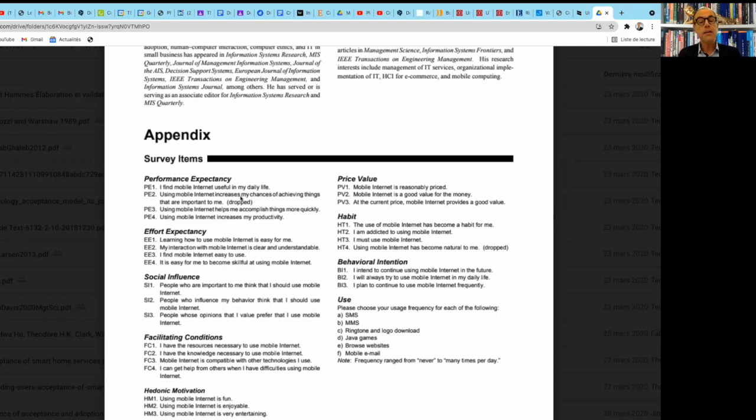Performance expectancy: I would find delivery drones useful in my daily life. Using delivery drones would increase my chances of achieving things that are important to me. Using delivery drones would help me to accomplish things more quickly. Using delivery drones would increase my productivity.